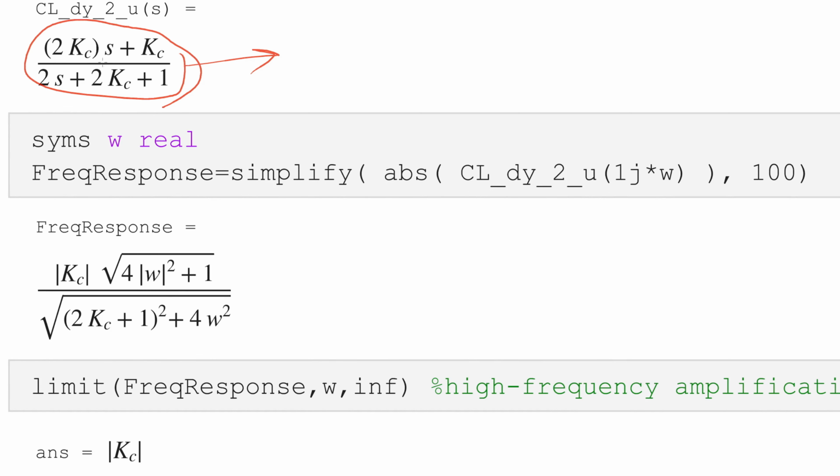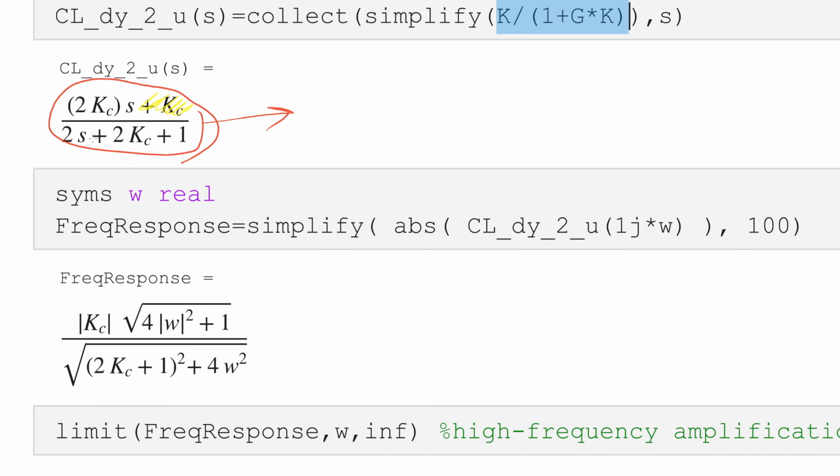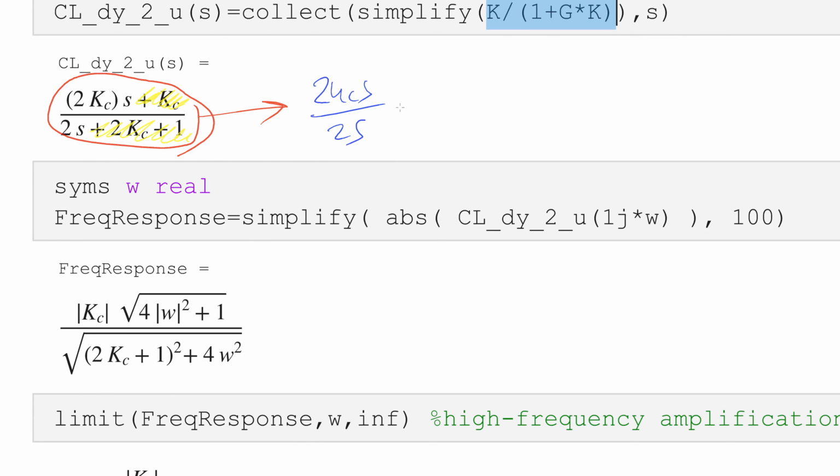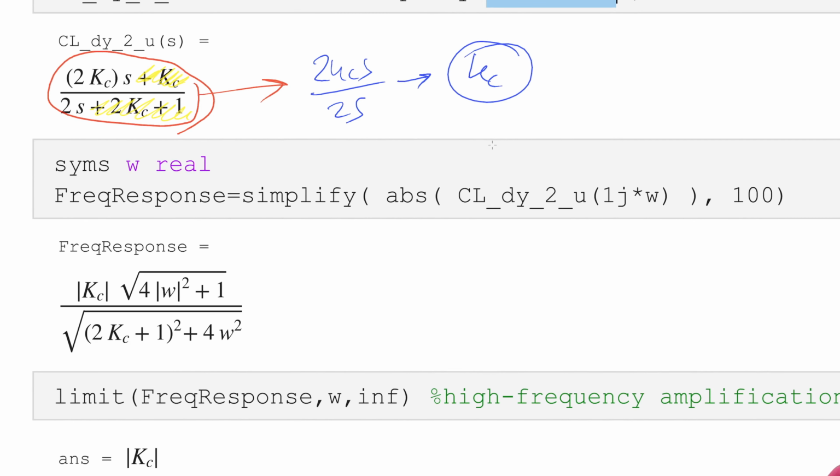So in here, when s tends to infinity, let's say this would be negligible and this, so I would have 2kcs divided by 2s when s is very large, and then simplifying this, kc is the limit of the transfer function when s tends to infinity, which is of course the same as the limit of the frequency response, apart from the absolute value, let's say, modulus. So the thing is that in high frequency, the amplification is the controller gain.